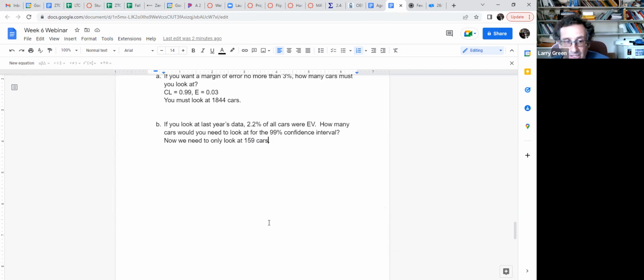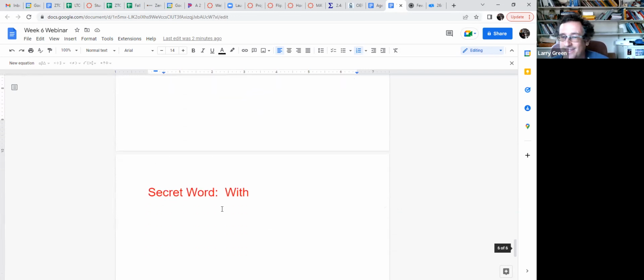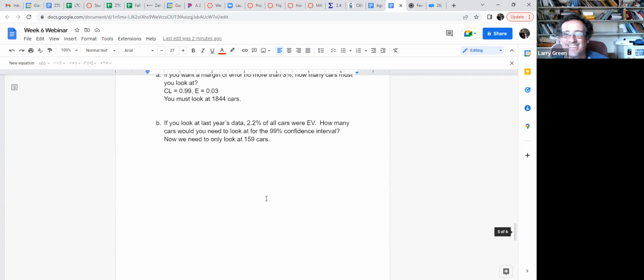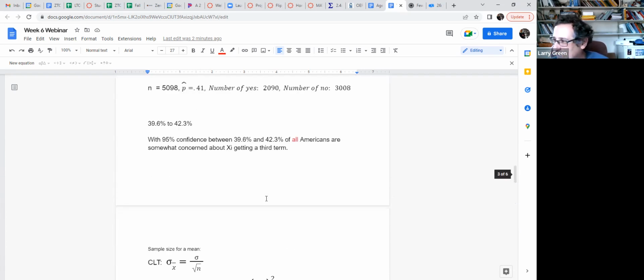All right, so the last thing to do is a secret word. And the secret word for today is the word with. And that's because if you remember, when we are explaining what the confidence interval is, you start out with it as your first word, like with 95% confidence, blah, blah, or with 99% confidence. So with is a secret word for it. I try to make an important word that you wouldn't guess. Maybe you all would have guessed with, but I doubt it. So that's your secret word for this particular webinar.